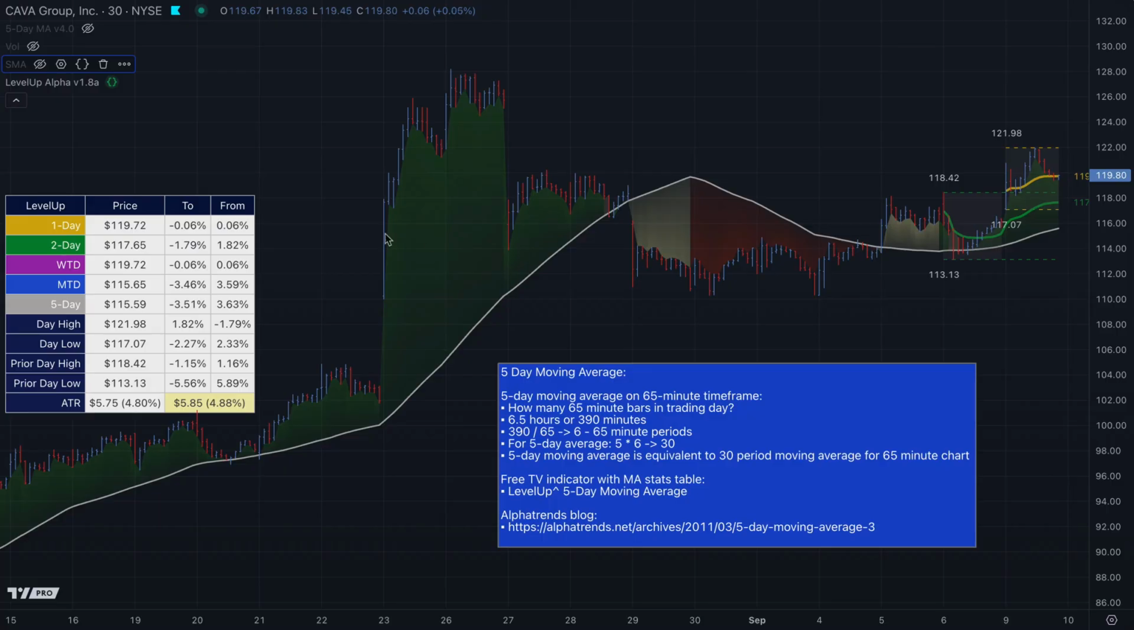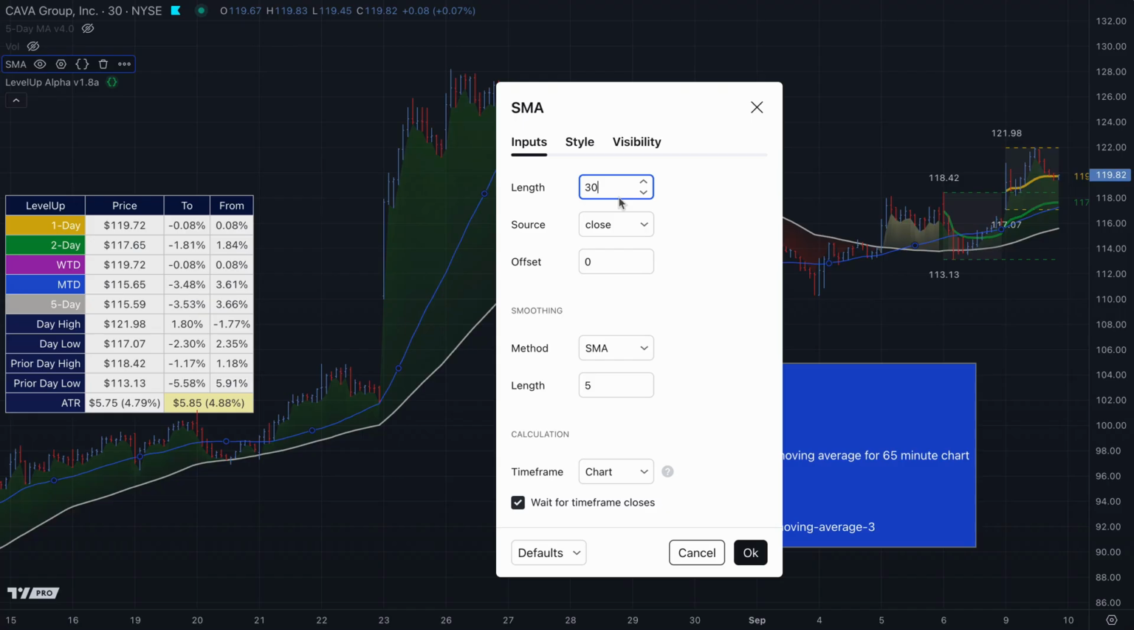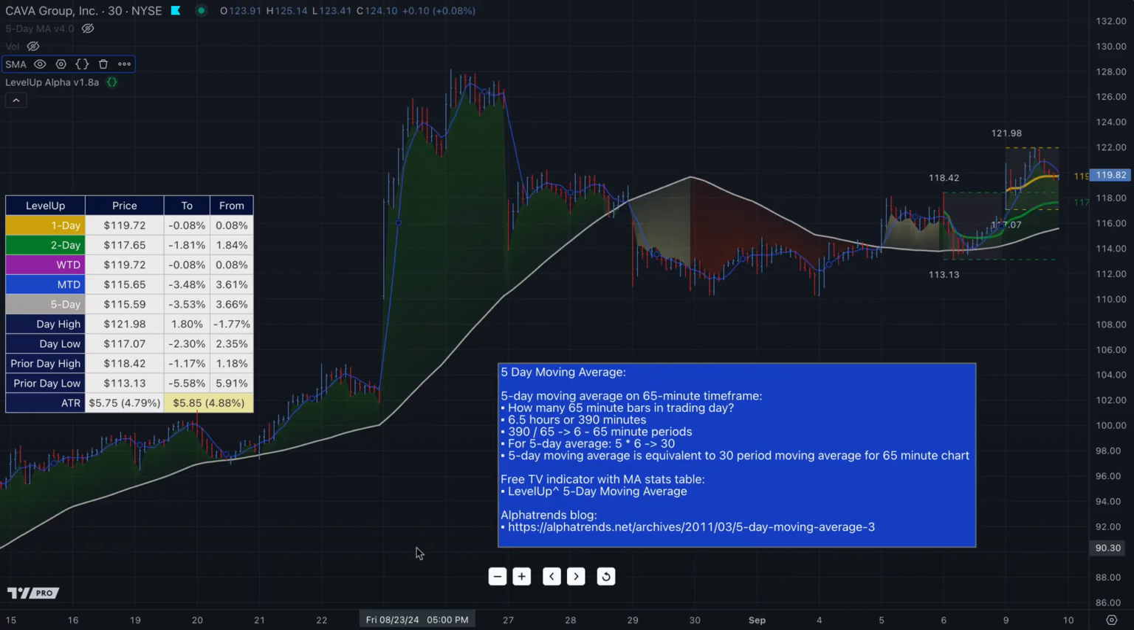So in this chart, this is a 30-minute chart. If we pull up a simple moving average indicator and we put in 5 for the length, that's a 5-period moving average. You can see it very closely follows the price because it's essentially the average of the past 5 bars. So with that in mind, how do we actually calculate the 5-day moving average?